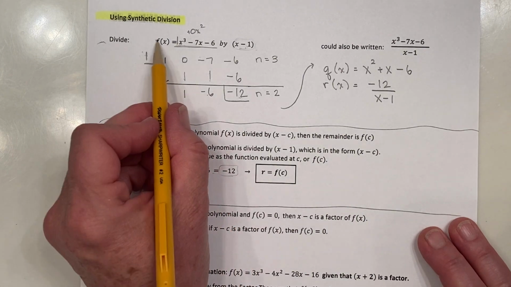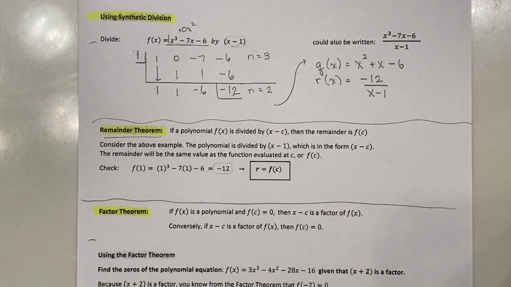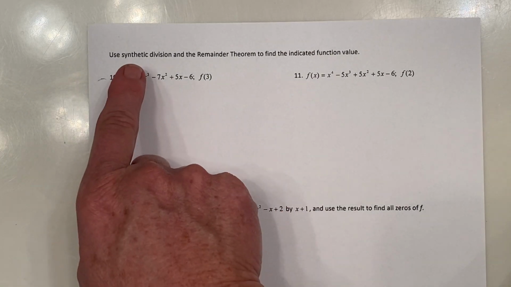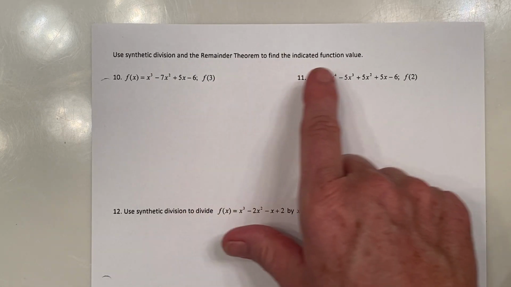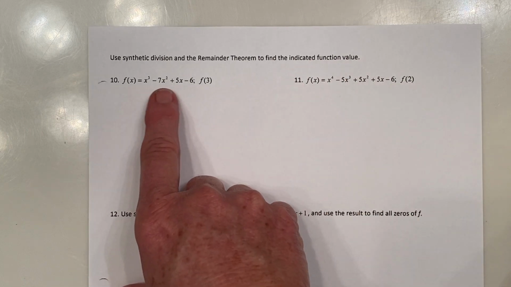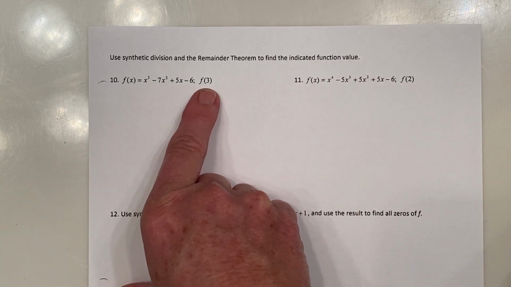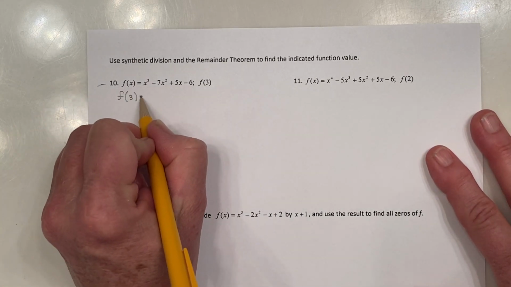We're going to use synthetic division to get the remainder, or what we call also f of c, or the functional value. So let's go back to our practice sheet, and I think it's on the next page. Yes. We have a couple of problems. It says, use synthetic division and the remainder theorem to find the indicated function value. So in problem 10, we have a cubic. It wants me to find f of 3. Well, if I'm doing this problem, I'm just going to plug in 3 for every x.